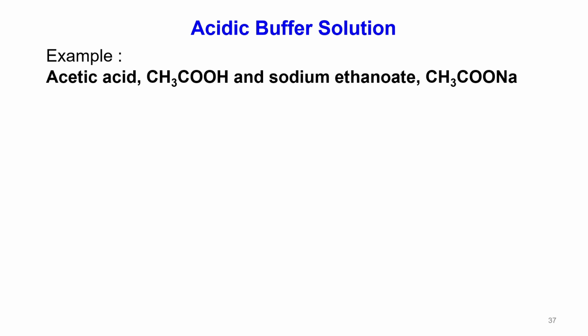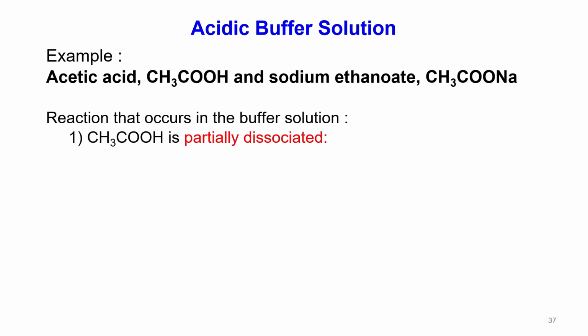Okay, alright. So kita tengok acidic buffer solution. This is the example of acidic buffer solution. Okay, acetic acid, okay, CH3COOH and sodium ethanoate. Reaction that occurs in the buffer solution. Apa yang berlaku di dalam buffer solution? Okay, acetic acid dia akan partially dissociate and produce CH3COO minus and H plus.